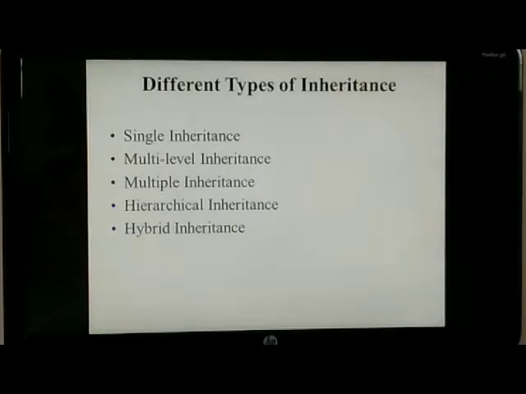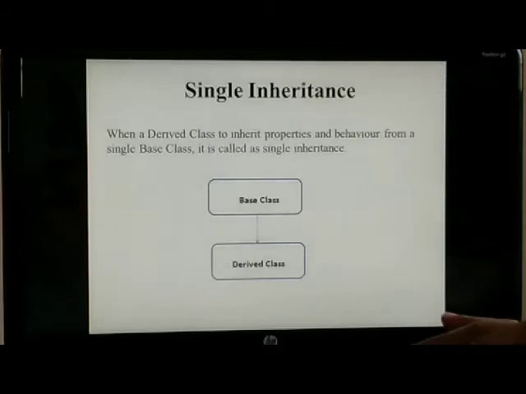Now let us see the different types of inheritance: single inheritance, multi-level inheritance, multiple inheritance, hierarchical inheritance and hybrid inheritance. Now let us see all of these types in detail.